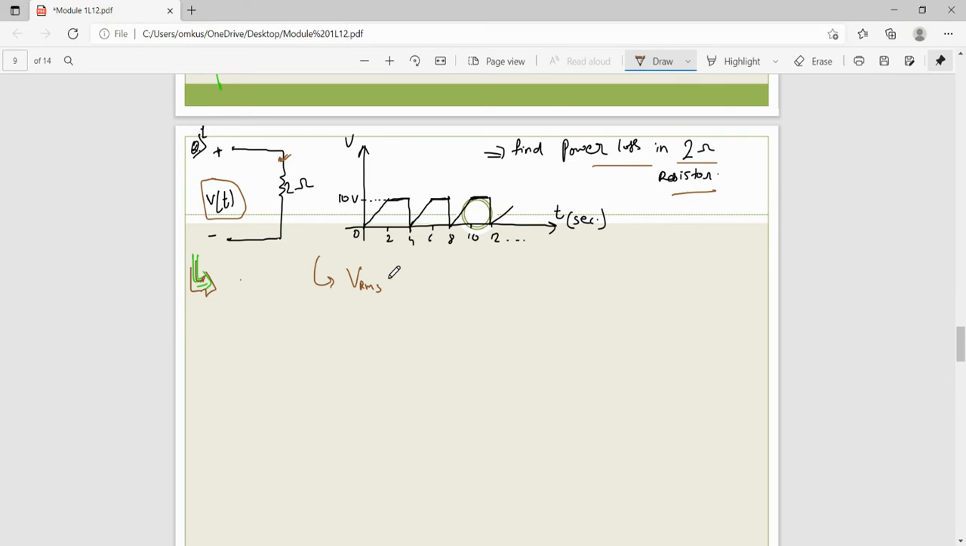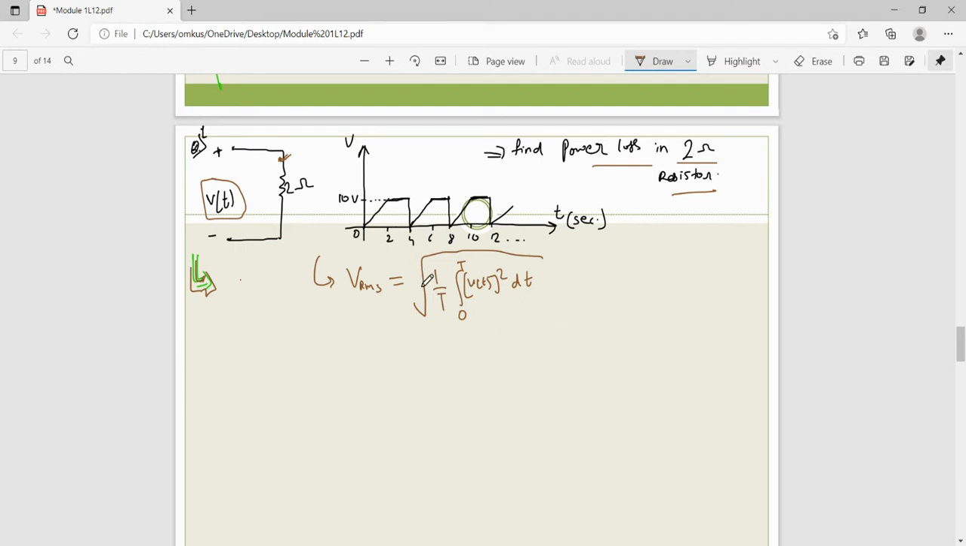Now how do we find the VRMS value? We already saw that VRMS is nothing but 1 by T, integral from 0 to T of V of t whole square dt, and take the square root of that. So by using this, you can easily find the VRMS value.